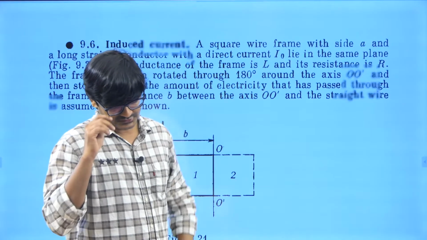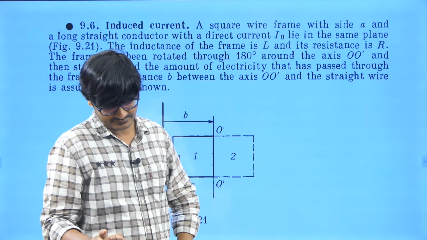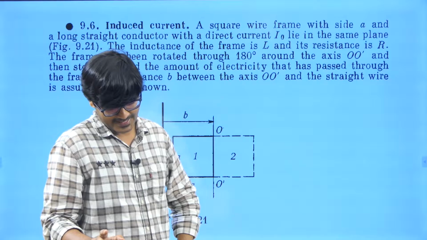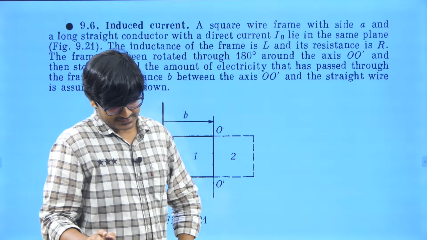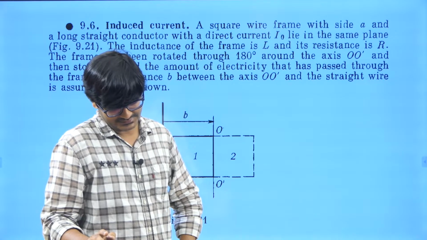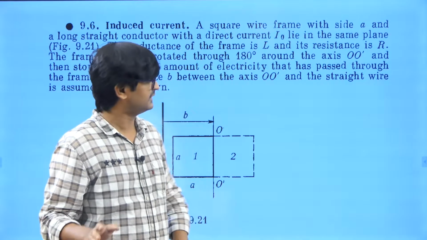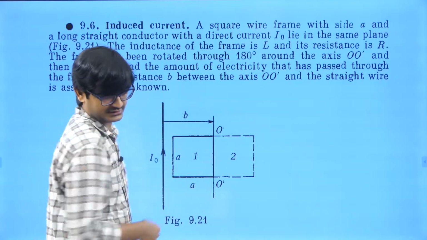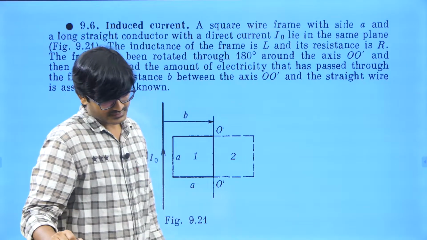Now there is this next question. A square wire frame with side A and a long straight conductor with direct current I naught lie in the same plane. The inductance of the frame is L and the resistance is R. The frame has been rotated through 180 degrees. So initially the frame is like this, thereafter it has rotated 180 degrees and then stopped.